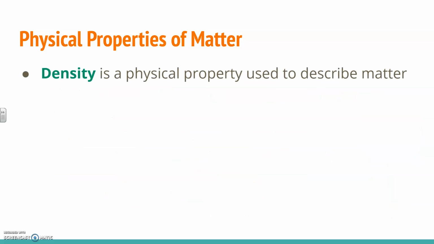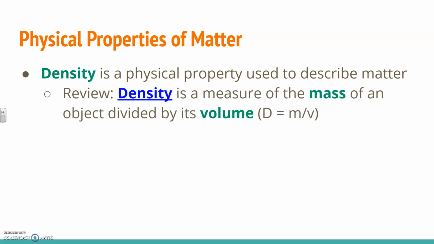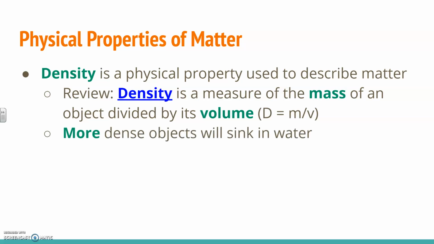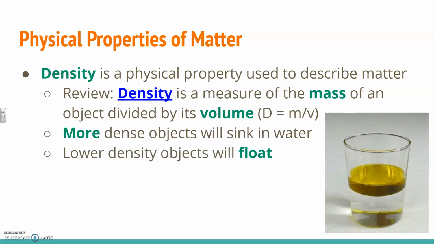We have already talked about density, and we did that so that it made more sense here. Density is a physical property of matter, so it's something we can physically look at without changing anything. Just as a review, density is the measure of the amount of mass in something divided by the volume. So you have that formula, density equals mass divided by volume. When we did those labs, we didn't change anything. We just put that object into some water and we observed it. That's a physical property. So more dense objects will sink, lower density objects will float.